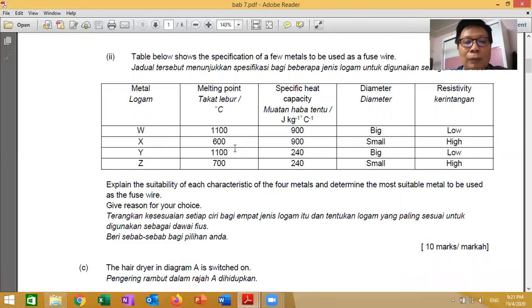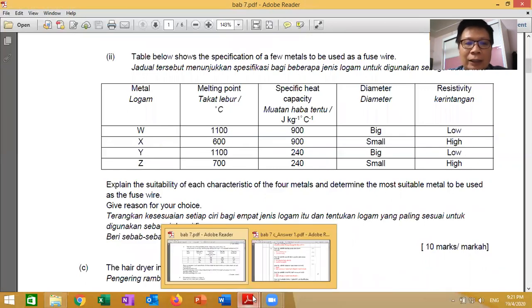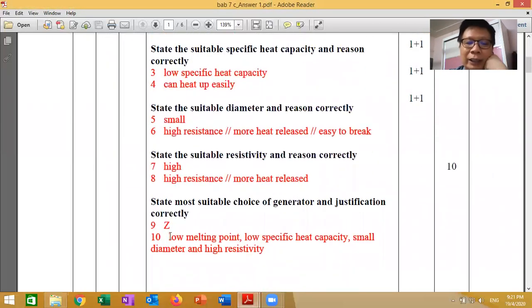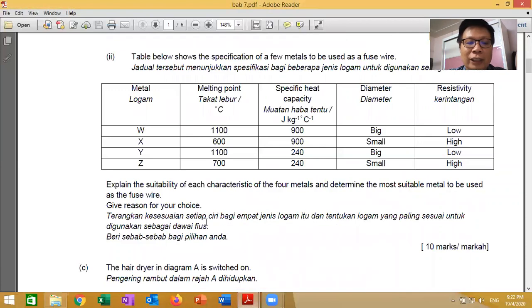The most suitable one must be low melting point, low specific heat capacity, small diameter, and high resistivity. So the answer is W, X, Y, Z, so which one? Yes, the answer is Z. Then state again the reason. This is mark number 9, the last mark is here. So you choose Z because we have low melting point, low specific heat capacity, small diameter, and high resistivity. By writing all these points, you get the marks. Understand? All right, let's continue and finish this question.